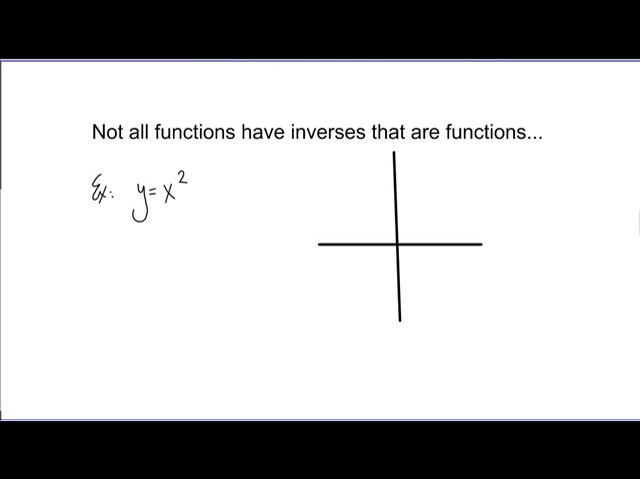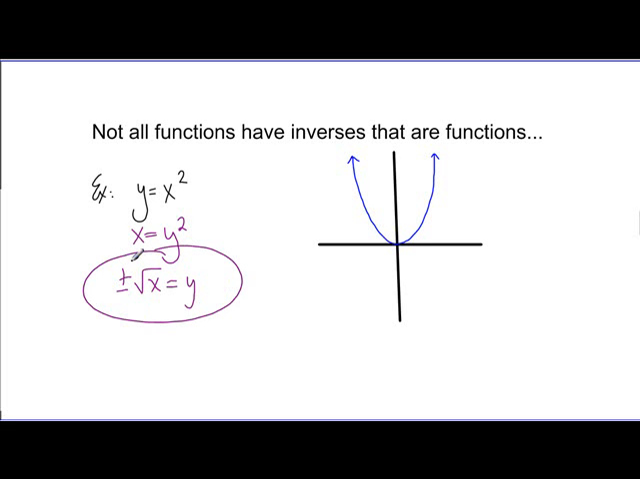Think about what the graph of y equals x squared looks like. It's a parabola, something like that. If I'm going to find the equation for the inverse, I would switch the x's and y's, so x would equal y squared. And then when you solve that equation for y, you have to take both the positive and negative square root of x. And so if you're looking at that equation, you plug in a value for x, you're going to get two different values for y. So this result is not a function.